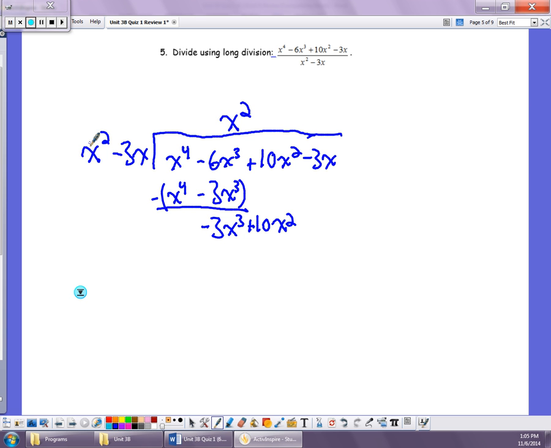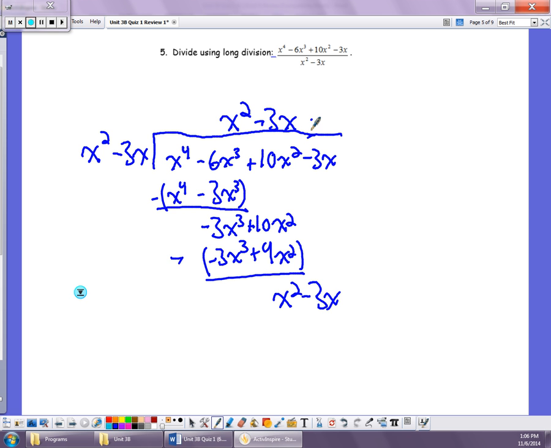Again, I go through the process. What can I multiply x squared by to get negative 3x cubed? Negative 3x. So that gives me negative 3x cubed plus 9x squared. Subtract that. Cubes cancel. I get x squared minus 3x, which is actually really nice because that's what my divisor was. So I get plus 1, multiply out, subtract, and I actually get a remainder of 0. So my answer is just x squared minus 3x plus 1.